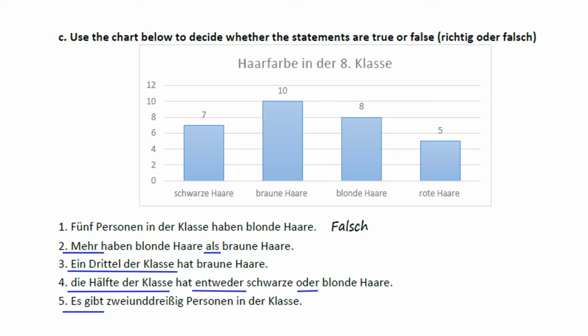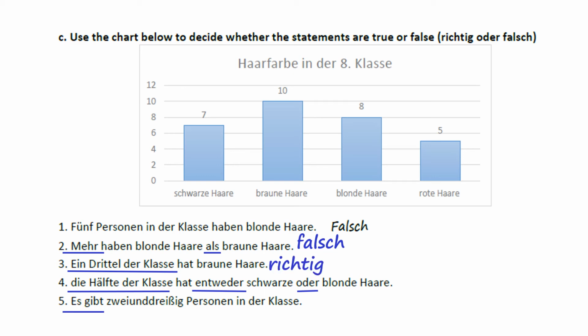The answers then are, for question 2, it's falsch. So mehr haben blonde Haare als braune Haare. It's actually the other way around. The next one, ein Drittel der Klasse hat braune Haare. That is in fact true. So it's 10 out of 30, which makes it a third.